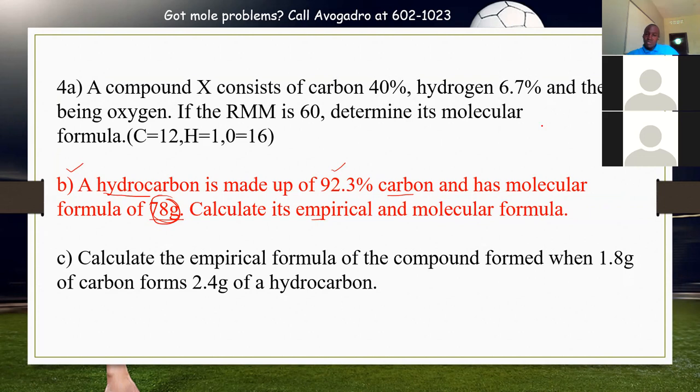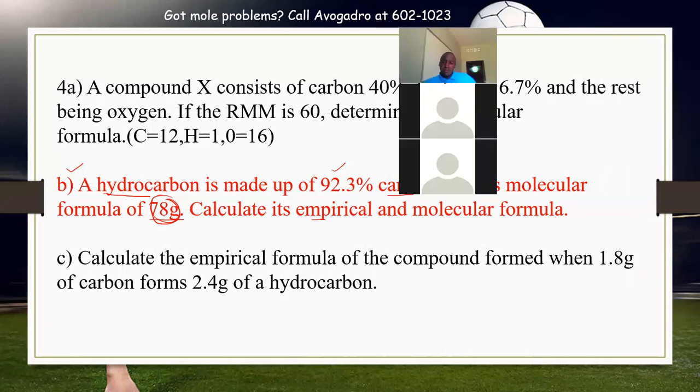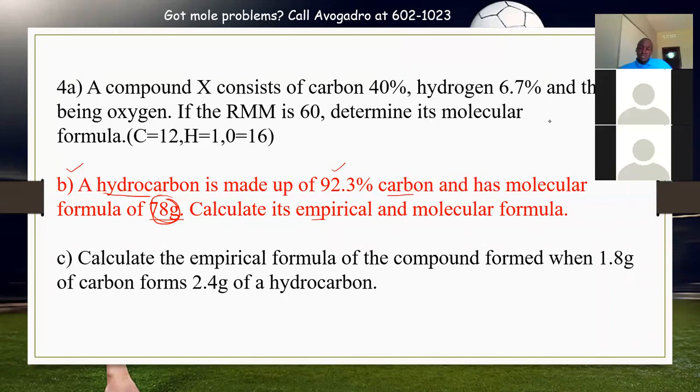So I think you'll also try part C. I feel it's not so unique. Empirical formula of a compound formed when 2.4 grams of a hydrocarbon. Okay, they have given you carbon and forms 2.4 of a hydrocarbon. Okay, let's do this. I think it's a bit unique.